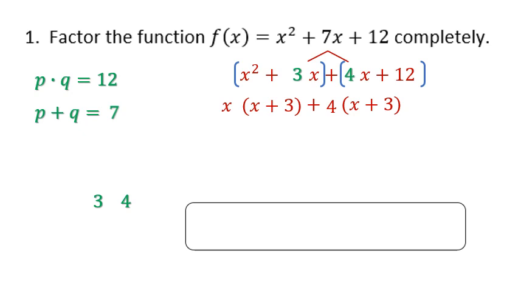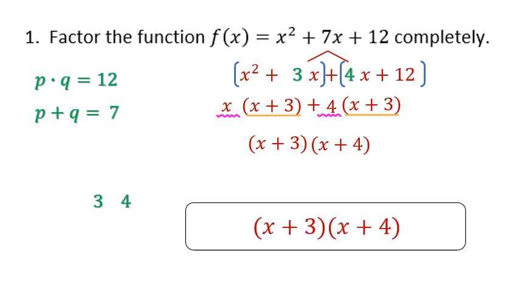I can be sure that this is going well if my two parentheses are the same, and they are. I don't need them twice, I just need them once. X plus 3. The stuff that's not x plus 3, stuff I pulled out earlier, that's what goes in my other parentheses, so the other parentheses is x plus 4. There was no greatest common factor, nothing else going on, nowhere to go with that. That's my answer, x plus 3 times x plus 4.